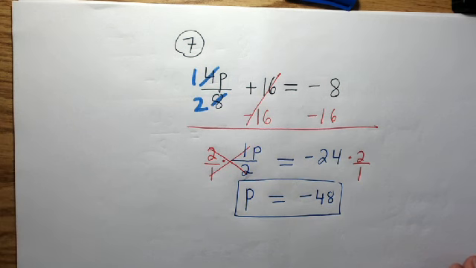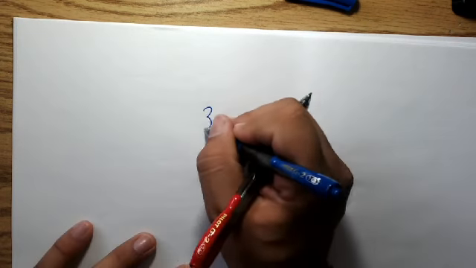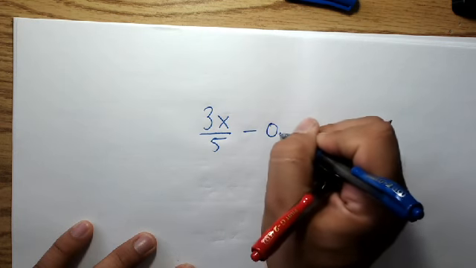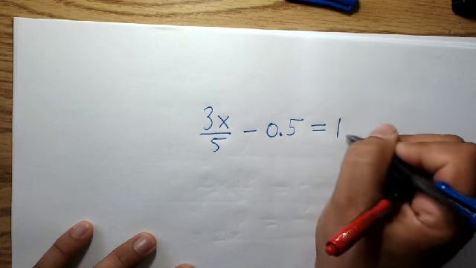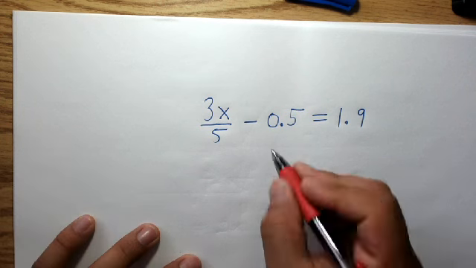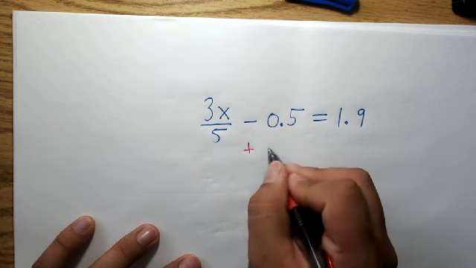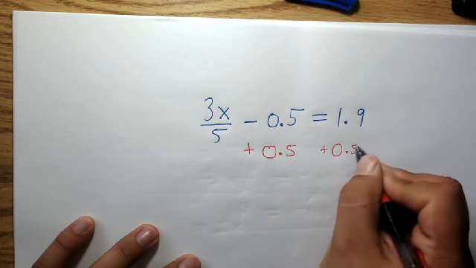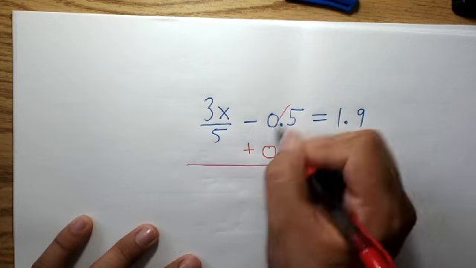Number 9. Next one that was assigned was number 9. We have 3x over 5 minus 0.5 equals 1.9. The first step would be add what? 0.5 to both sides? And what does that give us?